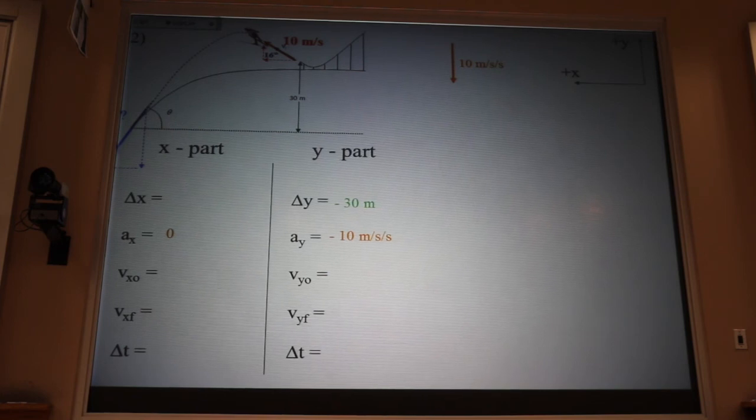Now, his initial velocity is 10 meters per second. But I can't put 10 into any of those spaces there because it's not in the x direction and not in the y direction. That 10 is at an angle of 16 degrees.